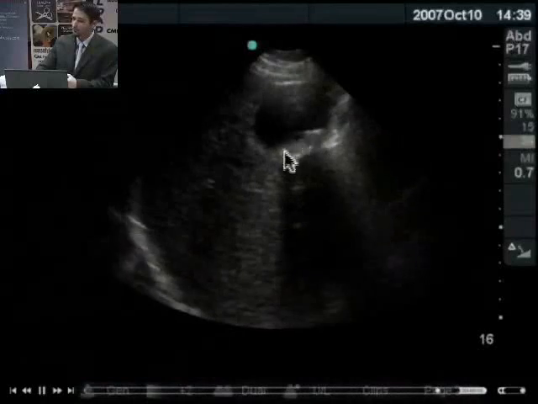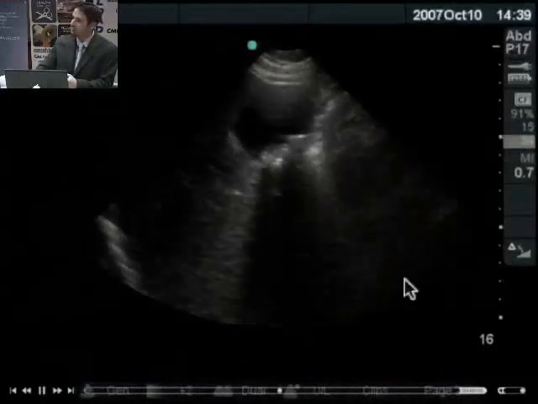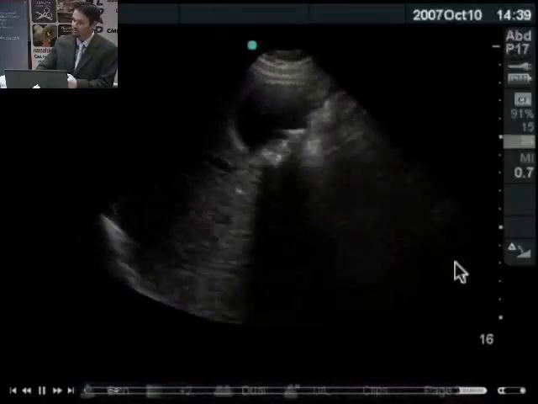Again, you have these white structures here with a dark shadow underneath them. This is a gallbladder full of gallstones.